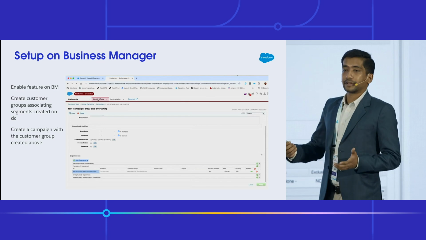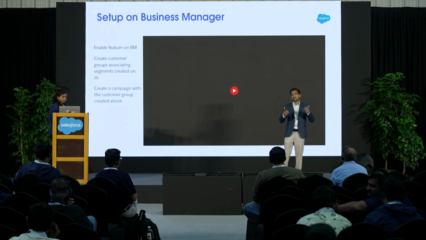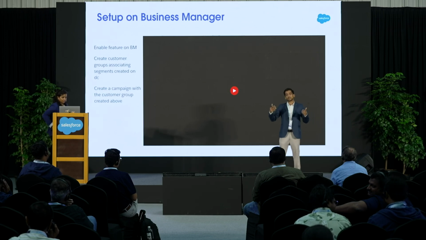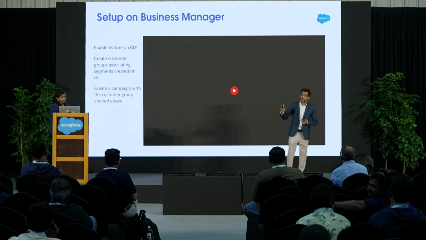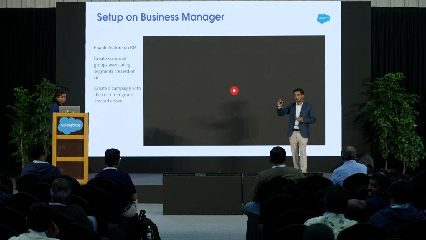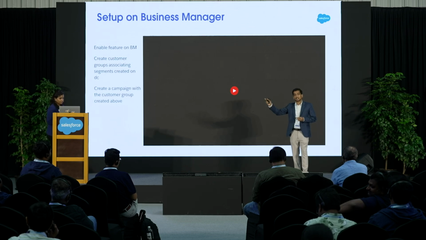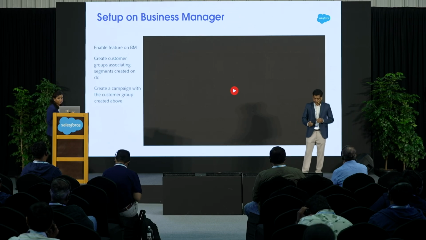So what have we done here? We have created 3 different segments on Data Cloud, and associated those 3 different segments to 3 different customer groups on e-commerce. Once the association is done for each of these customer groups, we have defined that if a shopper belongs to any of these customer groups, this is the differentiated storefront experience that you will get.